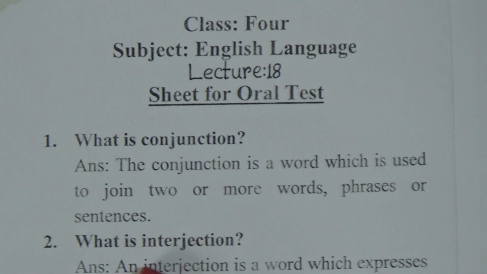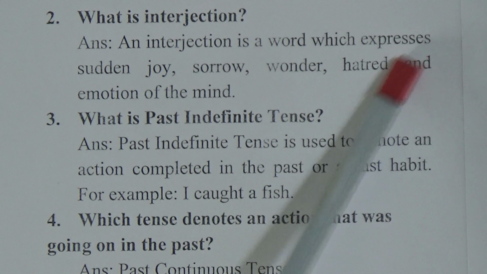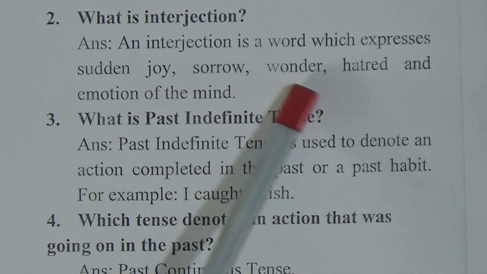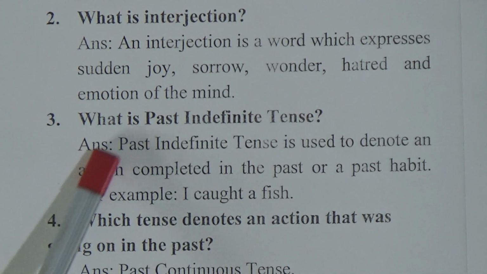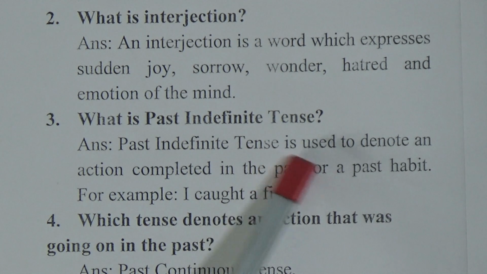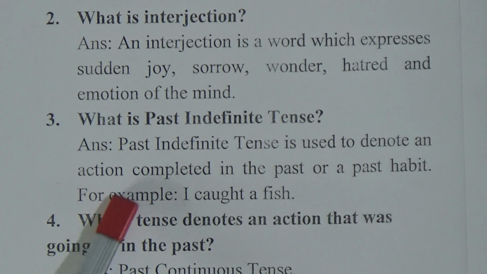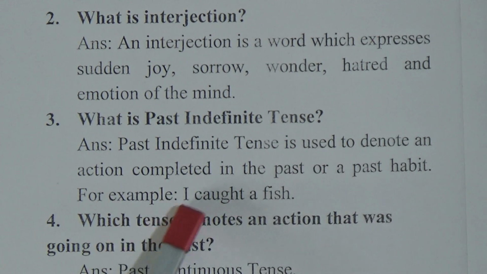Number 2, what is interjection? And the answer is, an interjection is a word which expresses sudden joy, sorrow, wonder, hatred and emotion of the mind. Number 3, what is past indefinite tense? The answer is, past indefinite tense is used to denote an action completed in the past or a past habit. For example, I caught a fish.